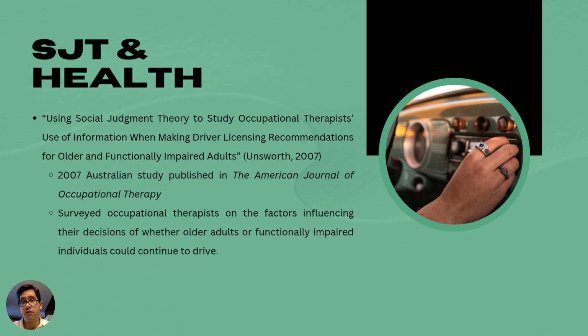By applying social judgment theory, the study was able to model how clinicians combined probabilistic cues to make complex decisions where no single correct answer exists. This highlighted both the strengths of social judgment theory in capturing individual decision policies and the need for more consistent guidelines in occupational therapy practice.